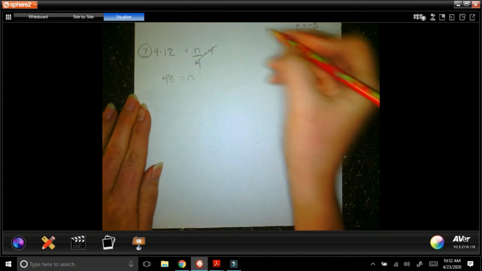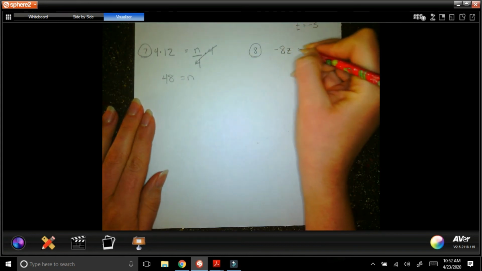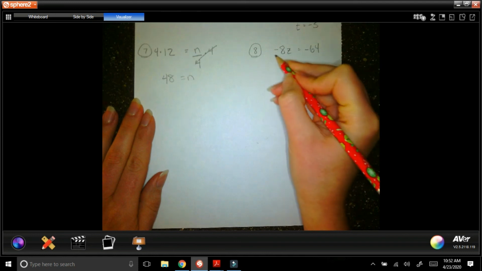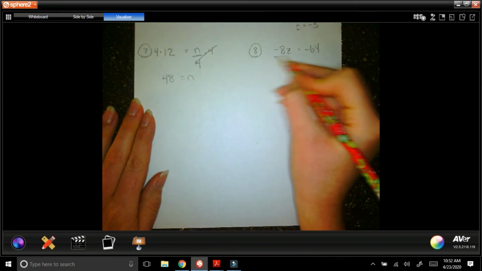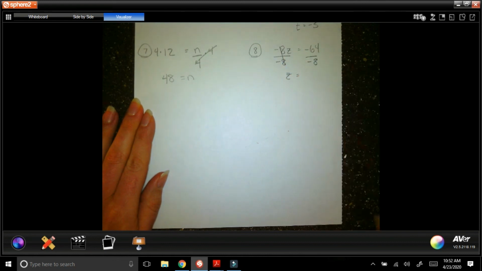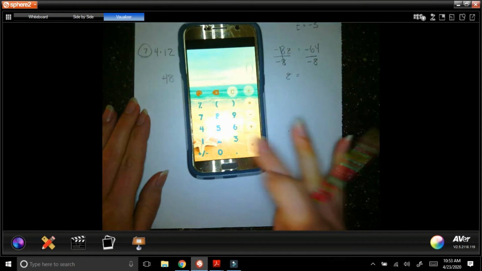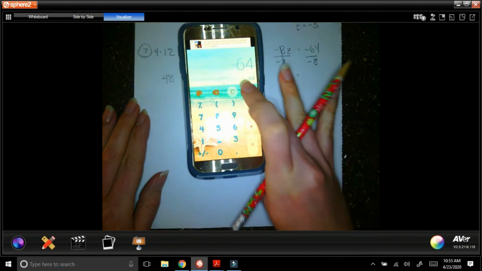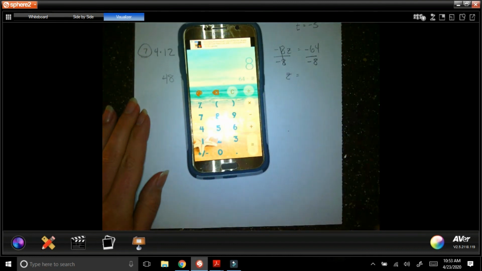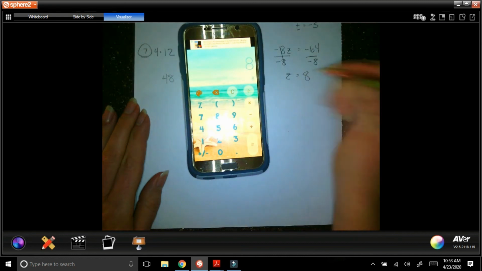And then the last example, negative 8z equals negative 64. This is multiplication, just like this last one, so I'm going to divide each side by negative 8. So z equals, when you're dividing two negatives, if you're having a hard time on your calculator, if you just remember that the overall result will be positive, then maybe you could just do 64 divided by 8. If not, you can always do all of this on your calculator with the negative signs. Just make sure you type in a negative sign for each one. Negative 64 divided by negative 8 is a positive 8.